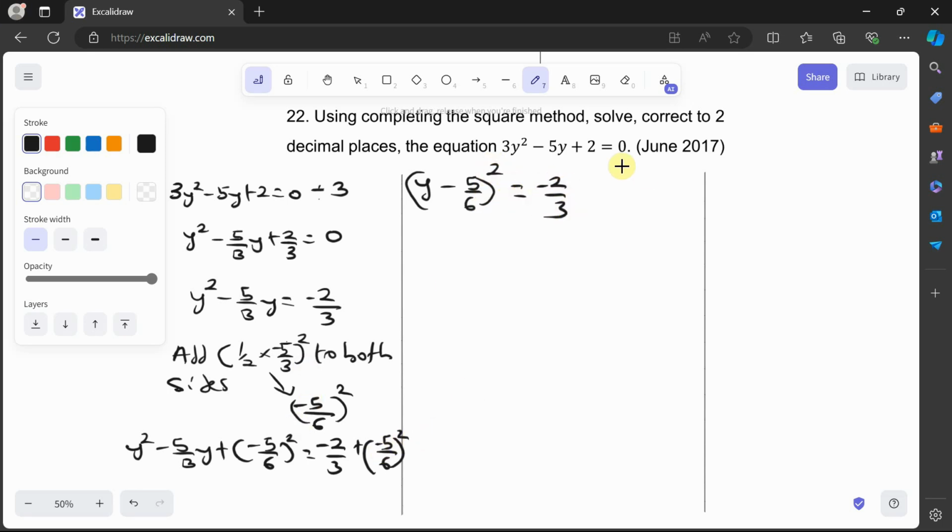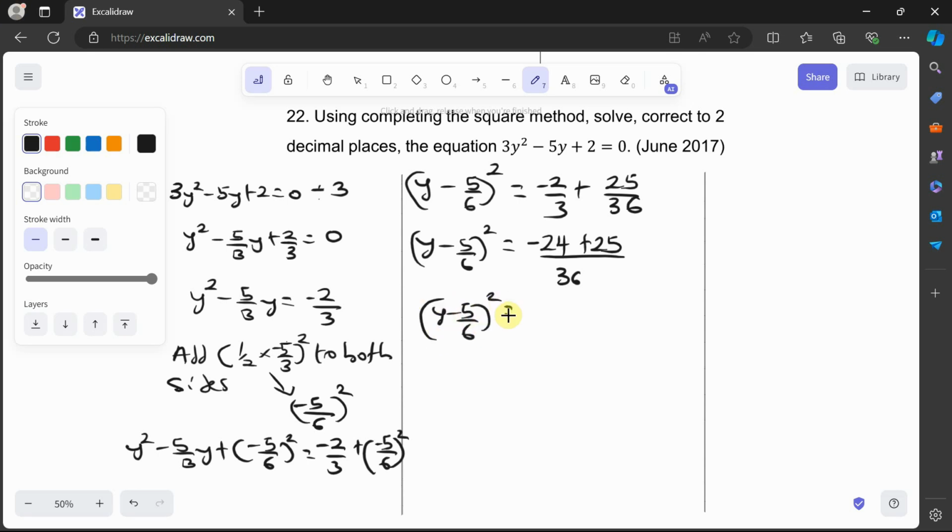Minus 5 squared is 25. And then 6 squared is 36. So this is over 36. So this will be y minus 5 over 6 all squared is equal to, the LCM here is 36. 36 over 3 is 12. 12 times 2 is minus 24. So this plus 36 divided by 36 is 1 times 25 is 25. So this would be y minus 5 over 6 all squared is equal to minus 24 plus 25 is 1. So 1 over 36. So the next thing I'll do is take the square roots of both sides, right?